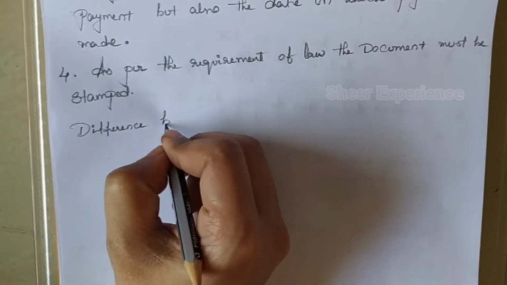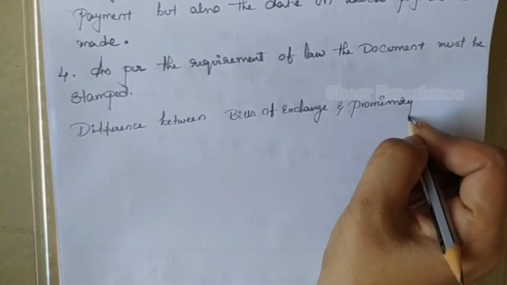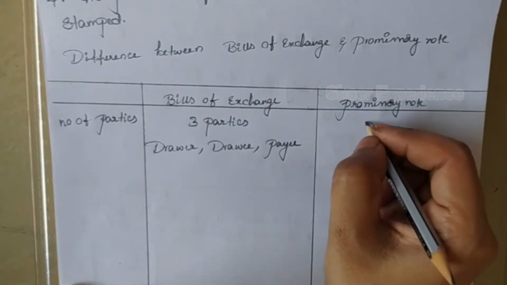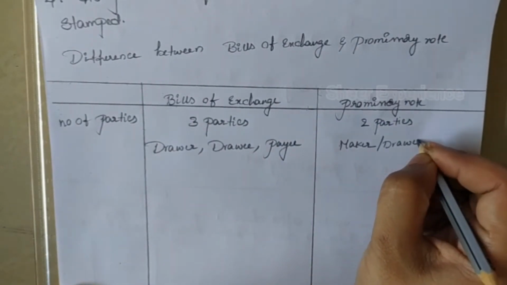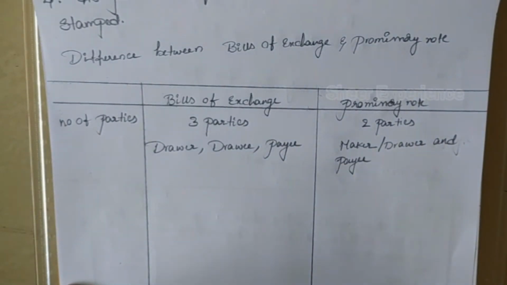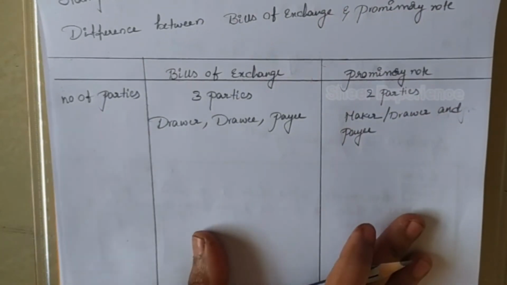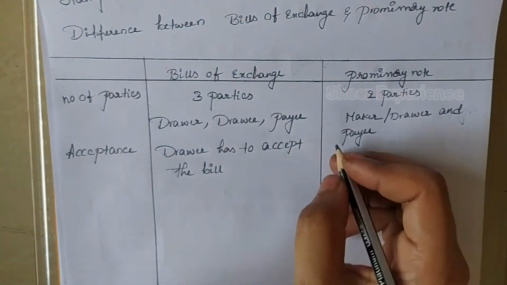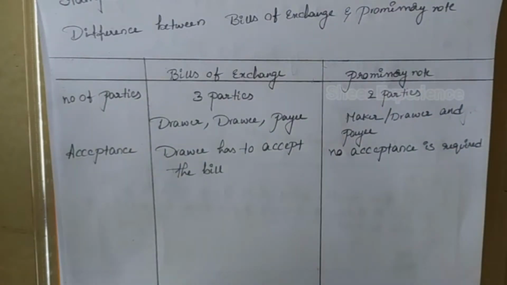Now we will see the difference between bills of exchange and promissory note. In terms of number of parties, in bills of exchange we have 3 parties, that is drawer, drawee and payee. But in promissory note we have only 2 parties, that is maker and payee. In terms of acceptance, in bills of exchange, drawee must accept the bill. Till the drawee provides his acceptance, the bill is not valid. Whereas in a promissory note, acceptance is not at all required.